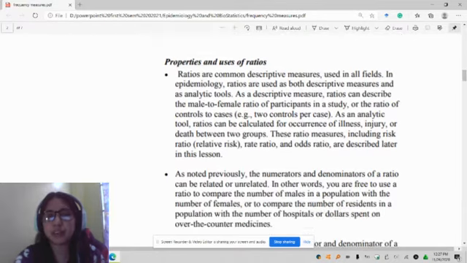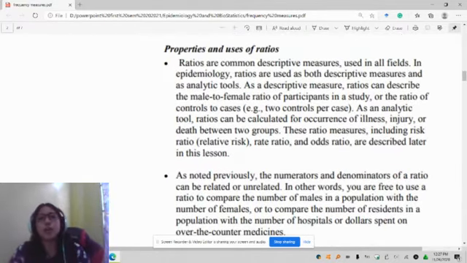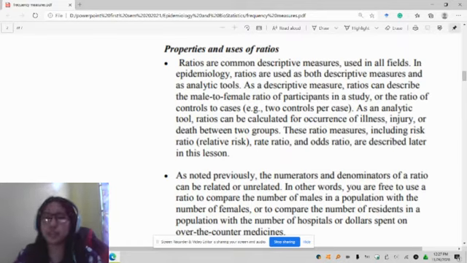Here are the properties and uses of a ratio. Ratios are commonly descriptive measures. They are used in all fields. In epidemiology, ratios are used both as descriptive measures and as analytic tools. As descriptive measures, they can describe, for example, the male to female ratio of the participants in the study, or the ratio of control cases to cases.